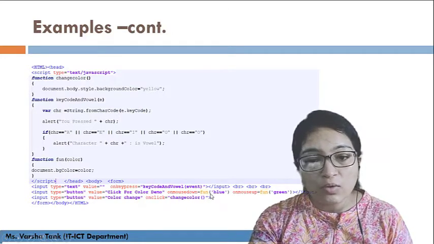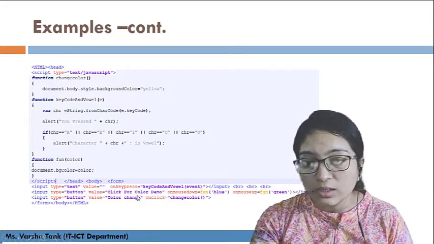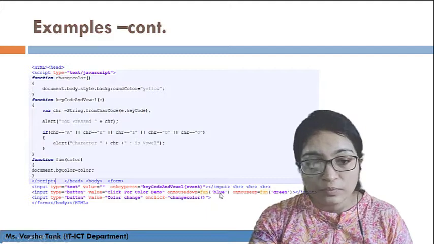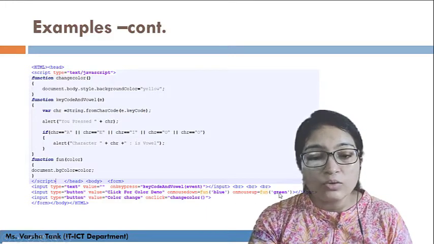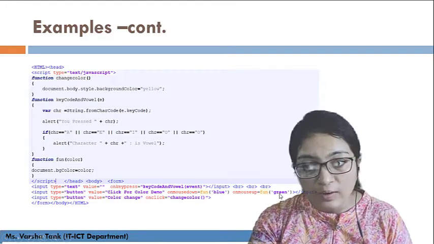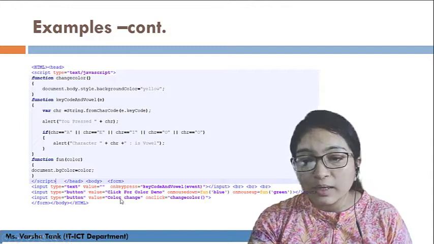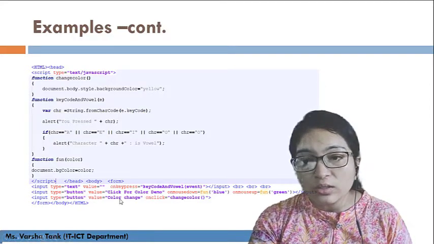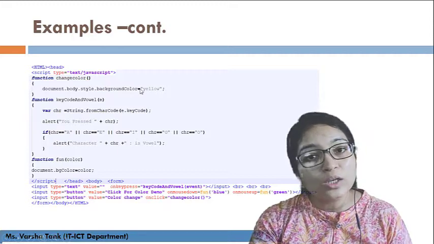On mouse down, whenever you mouse down on this button, at that time it will change the color to blue, and when you mouse up it will change the color to green. And then input type button, value color change, in this we are calling the function change color. So whenever you click on this button, it will change the color to yellow.